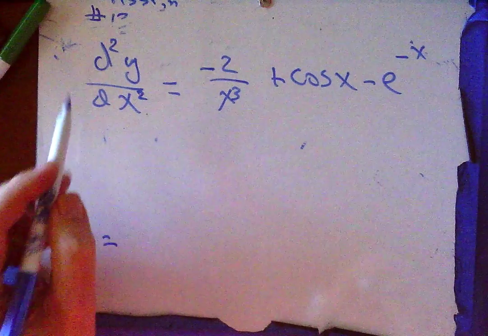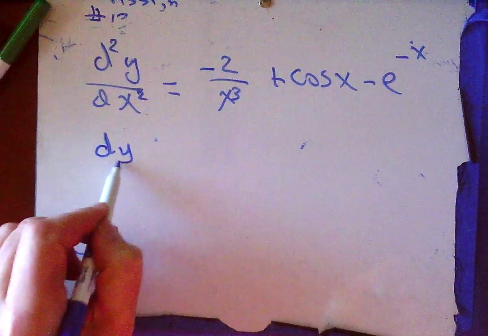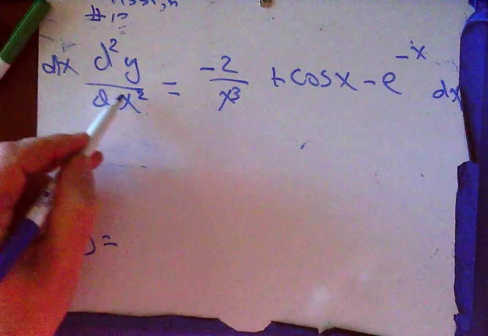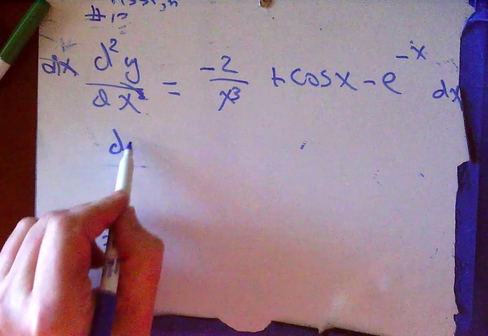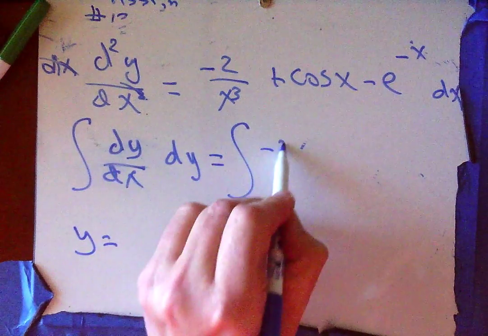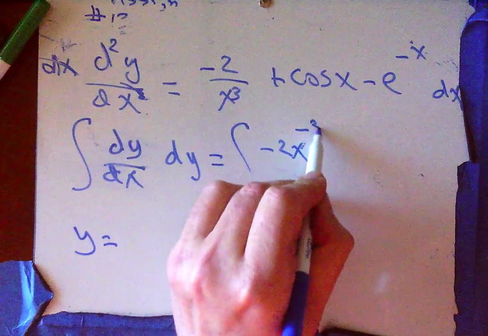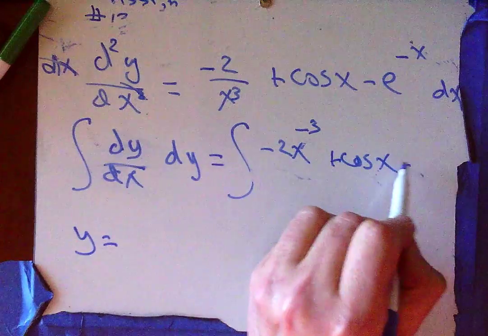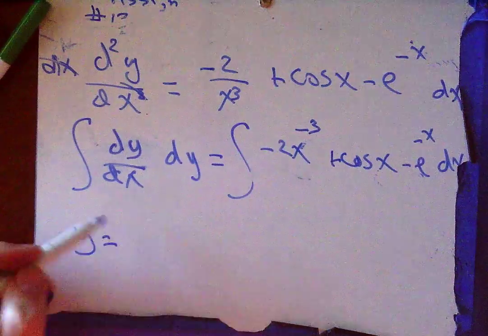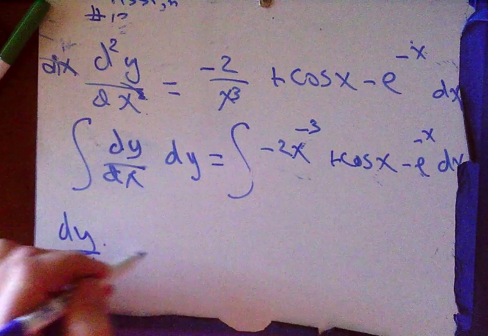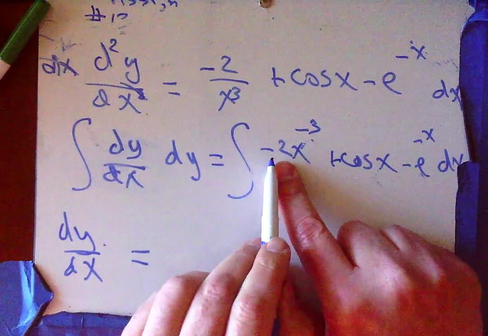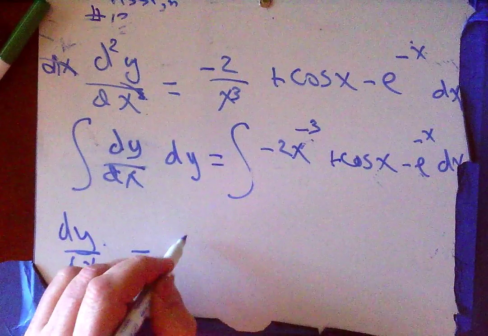What's going to happen? I'm going to get dy dx. So I've got dy dx, integral of negative 2, and you might want to make that x to the minus 3, plus cosine x minus e to the minus x dx. So on this side, I'm getting dy dx equals, and over here, I have to add 1. If I add 1 to that, it's negative 2. Oh, there's the negative 2. So that's just going back up. So I have x to the minus 2.